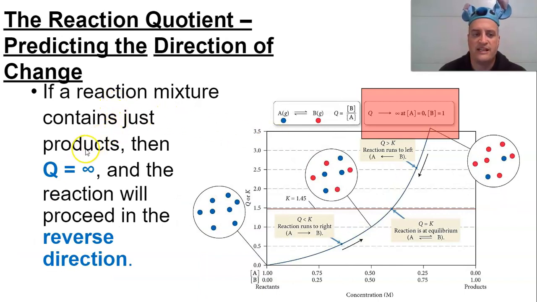If the reaction mixture contains only products, then Q is infinite, because it would be 1 over 0, undefined, and then it will only proceed in the reverse reaction. You might think, how can that occur? Well, let's say we know this relationship. If I just have B in a container, some of that's going to immediately start to break down and make A. It's the exact same idea as when we start off with only A as our reactants.